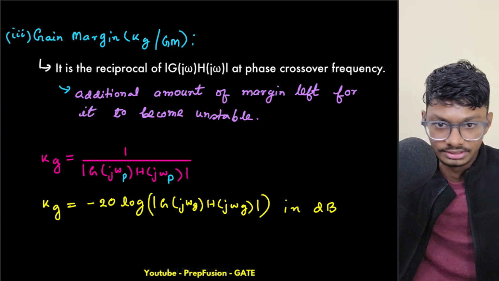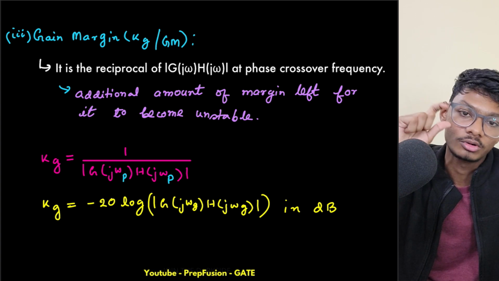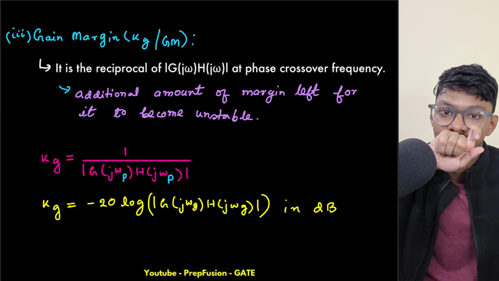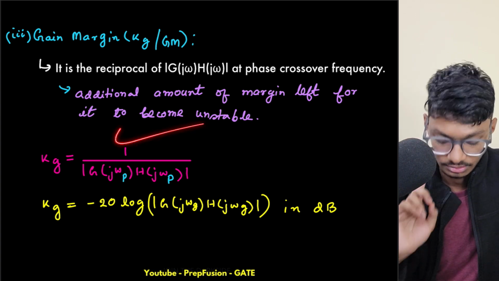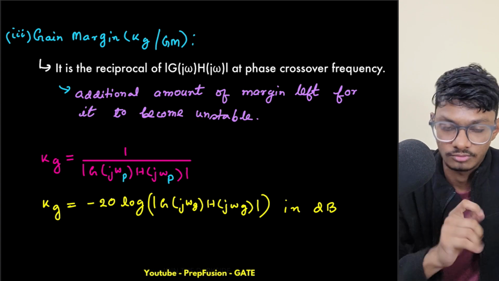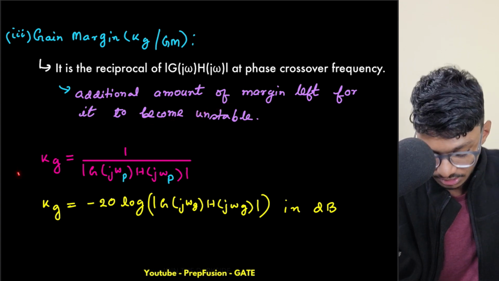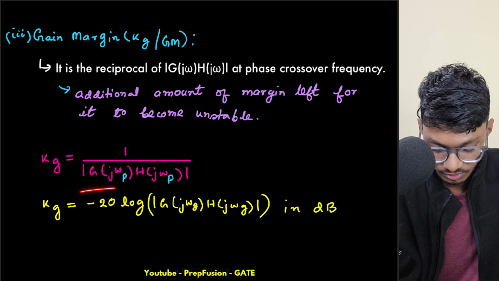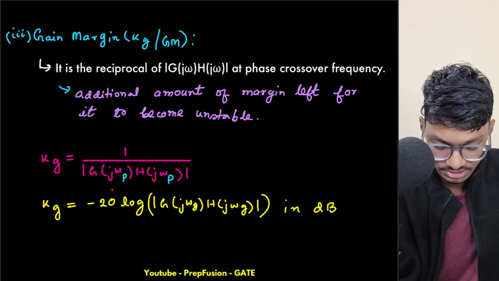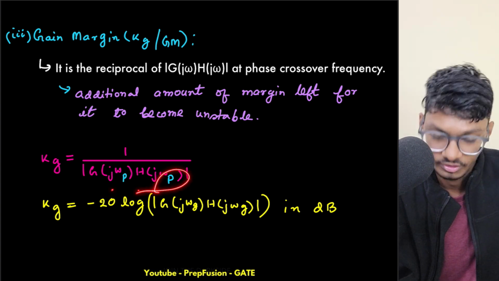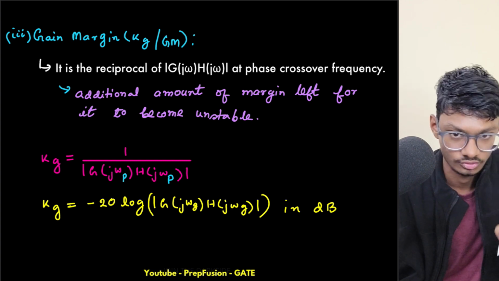Like we learned this in gain margin, right? What amount of margin is left until it gets to the critical point, -1 point. Like in terms of gain, what amount of margin is left. So our gain margin is defined like this: Kg equals 1 by magnitude of G(j omega p) H(j omega p), where omega p is the phase crossover frequency.